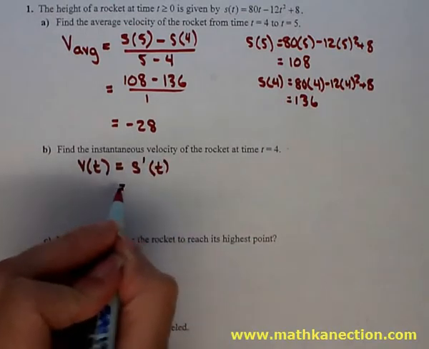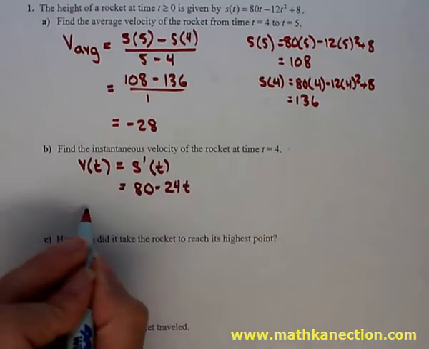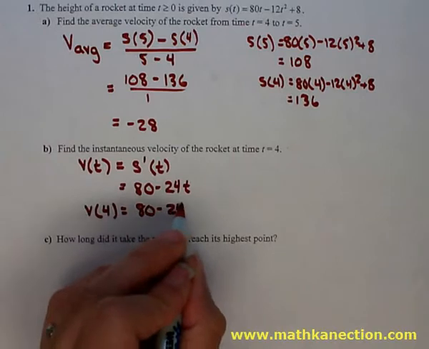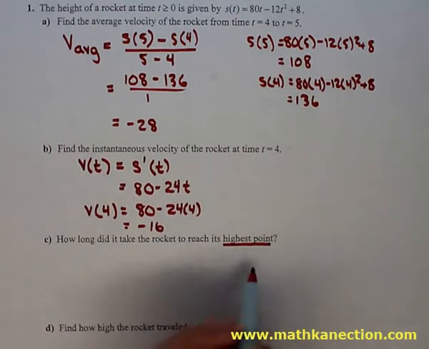The instantaneous velocity is the derivative of position. So the derivative of position is 80 minus 24t. So the velocity at 4, replacing 4 into the derivative of position, we get the answer of negative 16.